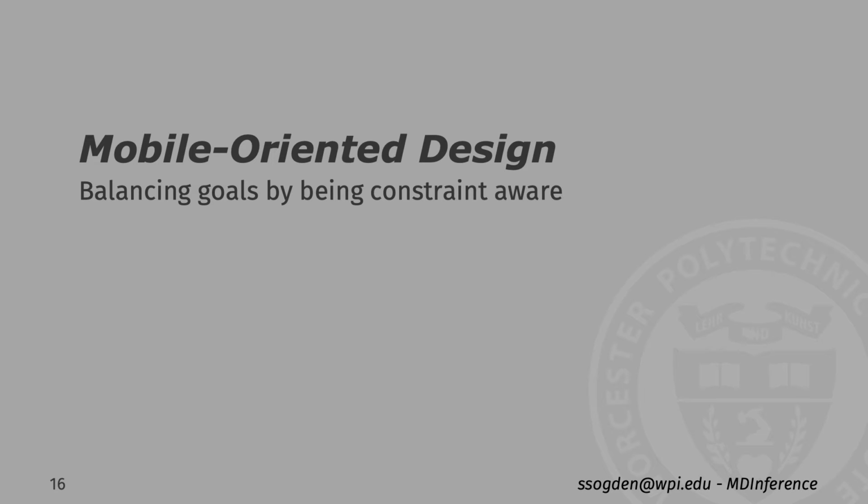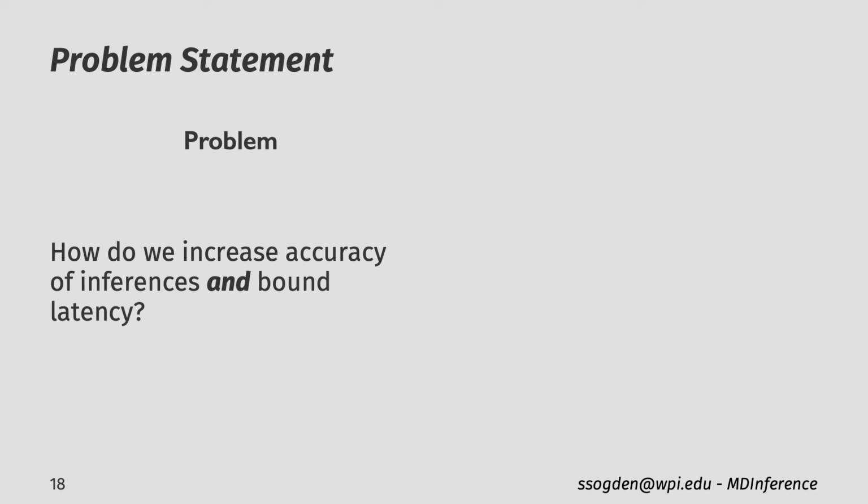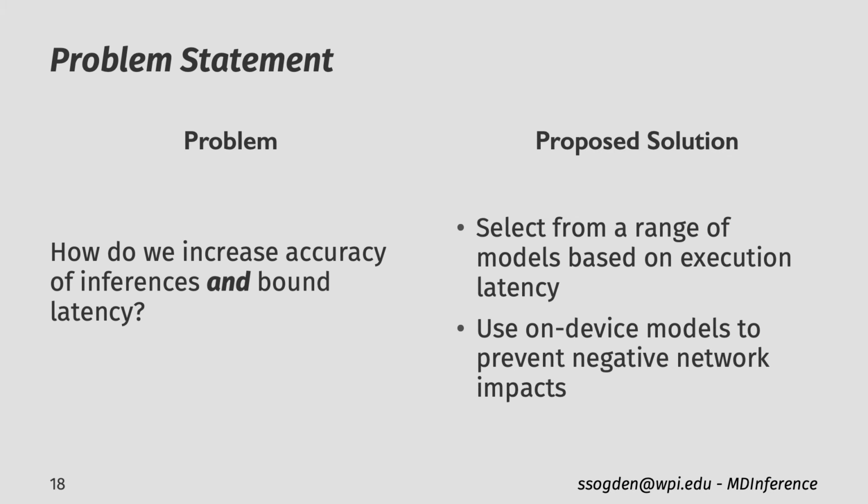We approach this in a different way. We focus on a mobile-oriented design and pay attention to these constraints and goals. Remember, our goals are to improve accuracy and latency, while our main constraints are mobile networks, constrained device resources, and the need to be end-user aware. Therefore, the question becomes, how do we increase accuracy of inferences while bounding their latency? We propose doing this via a two-pronged approach. First, we select from a range of models based on their execution latency in order to improve accuracy. Second, we use on-device models to bound latency and prevent the impact of long network transfer delay.